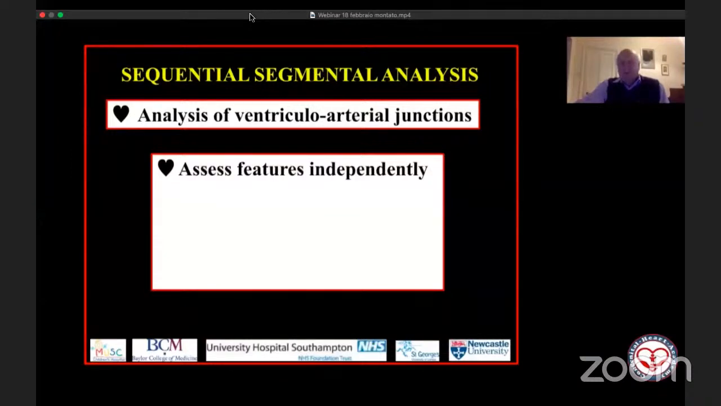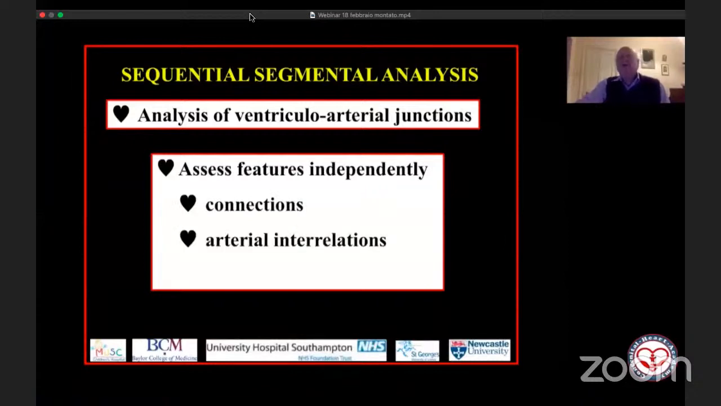And what we're going to emphasize is that we have to assess independently the features of those junctions, concentrating on the connections, but remember that within those connections, the arterial relationships in ventricular morphology can vary. So this is once more where I'm going to emphasize the importance of the morphological method.